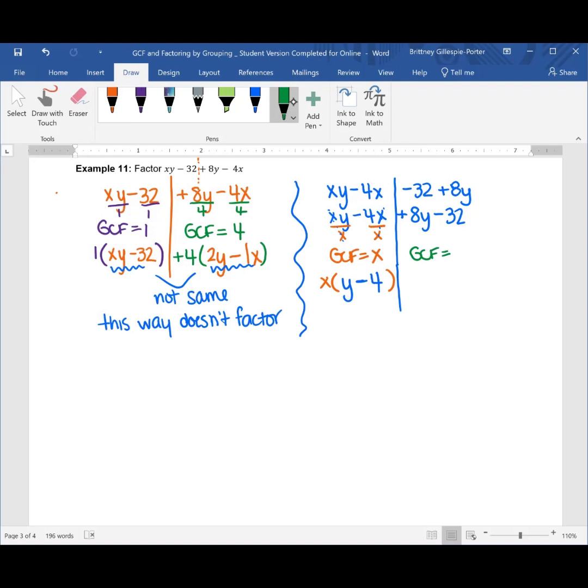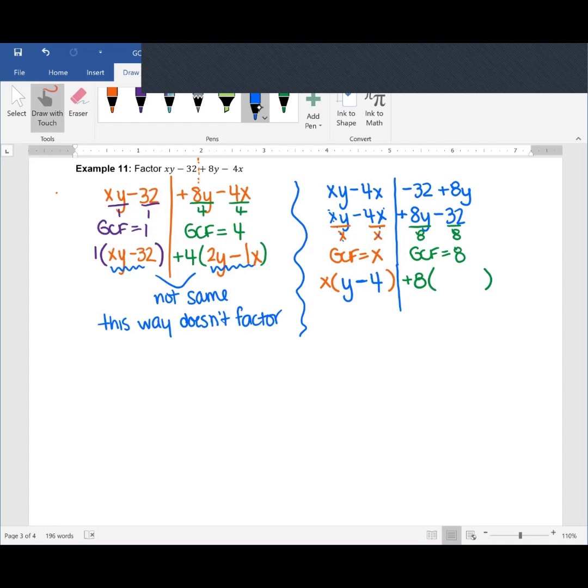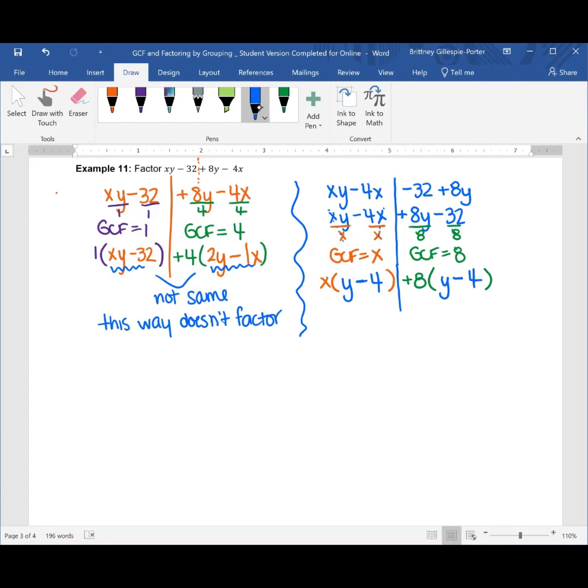Our smallest number is 8. 32 is divisible by 8, which means we have a GCF of positive 8. Since it's positive, I'm going to put a plus, and we're factoring out the GCF, so I'm going to open up some parentheses. 8y over 8 gets us 1y, or y. Drag down my minus. 32 divided by 8 gets me 4.